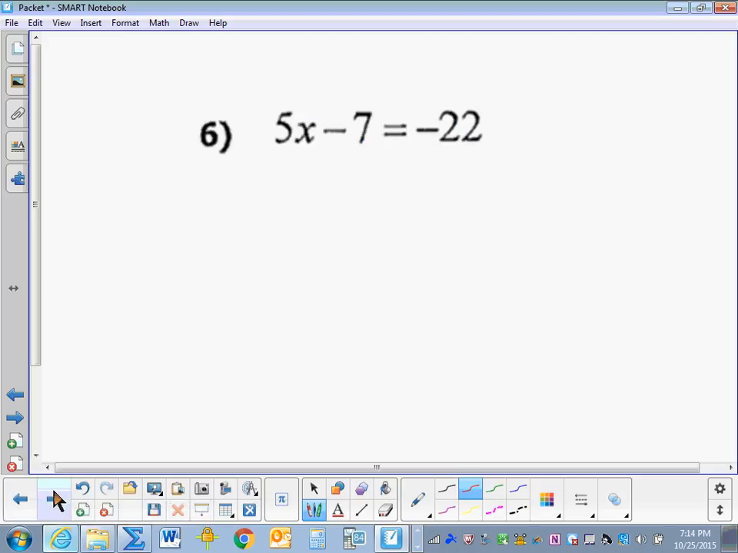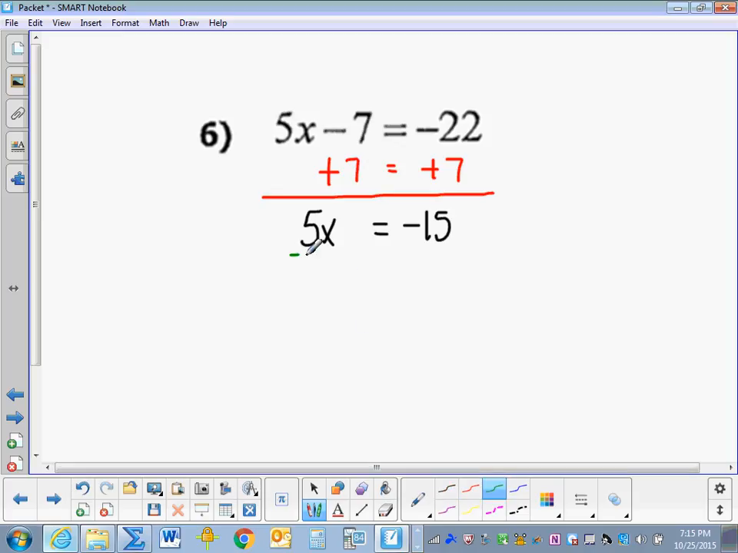Number 6. Now we'll start solving two-step equations. 5x minus 7 is equal to negative 22. We need to isolate x. It's being multiplied by 5. But first we need to add 7 to both sides. So we're going to add 7 to the left and to the right. And on the left, that's going to leave me 5x. And on the right, negative 22 plus 7 is negative 15. 5x is equal to negative 15.